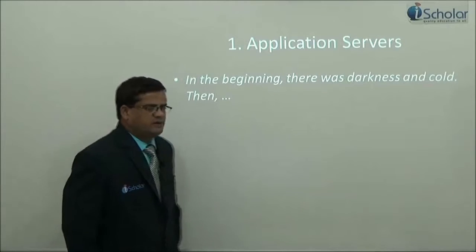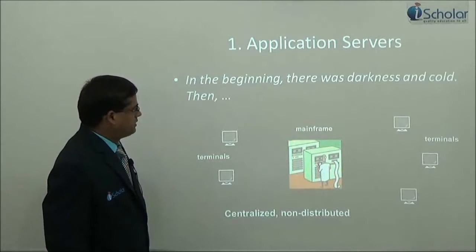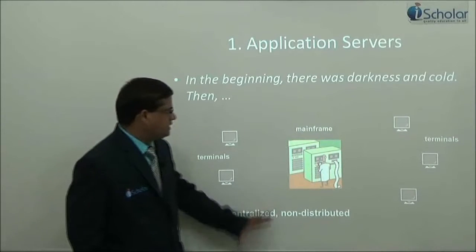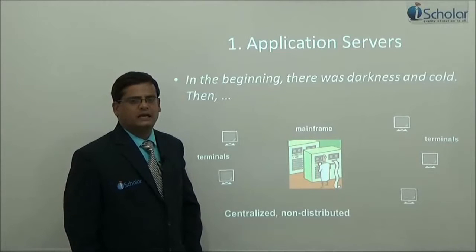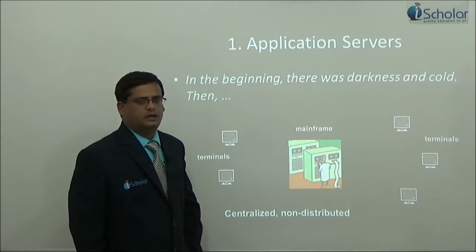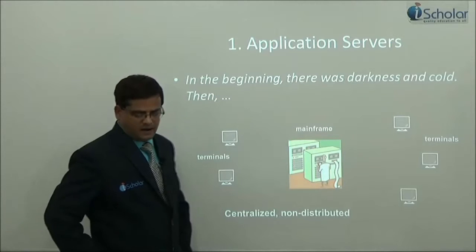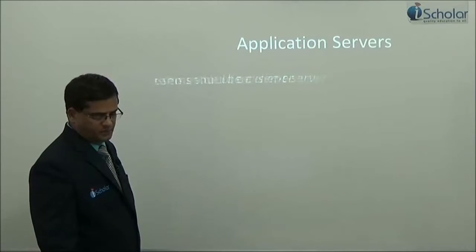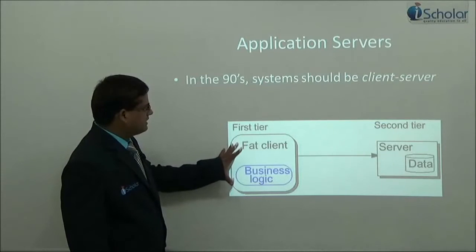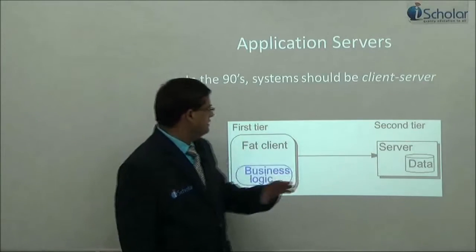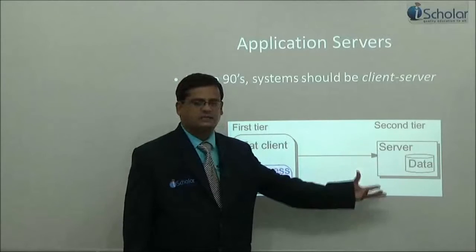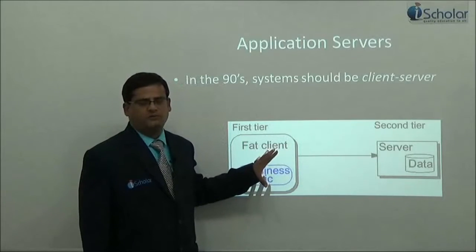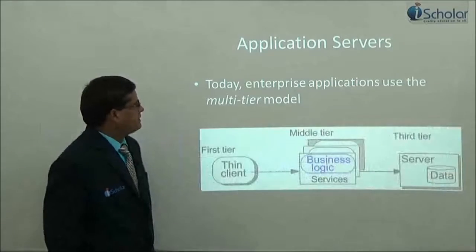So talking about the application server, at the beginning of computer programming, we had dumb terminals and a mainframe. The terminals could not talk to the mainframe computers, and it was centralized, not distributed. Then came the age of distributed programming and distributed component systems, and we came to the age where we have application servers. The fat client contains the business logic, the server contains the data. We call it the first tier and the second tier. The client sends the request to get the data, the server sends back the data, and the business logic performs it. Now, today's enterprise applications use the multi-tier model.